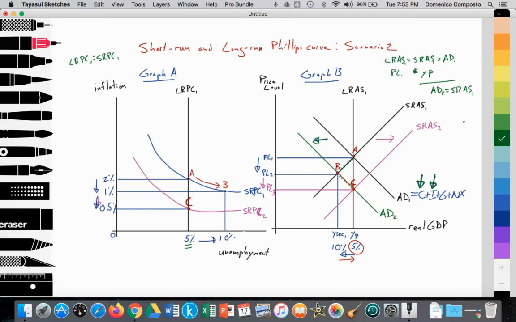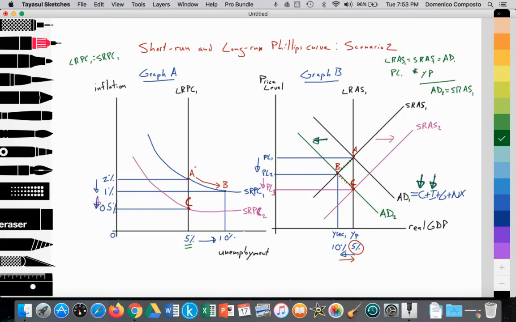establishing a new equilibrium where AD2 equals the short-run aggregate supply curve, providing an equilibrium point at B with an equilibrium price level at PL2 and real GDP at Y recession. So we see real GDP decreasing, quantities of outputs decreasing in the economy from YP to Y recession, and the price level falling from PL1 to PL2, which is bad deflation.